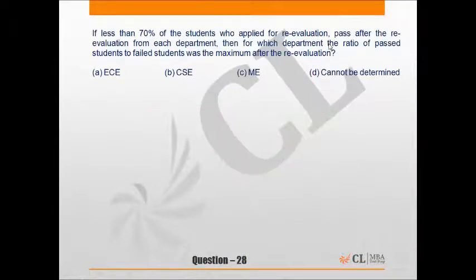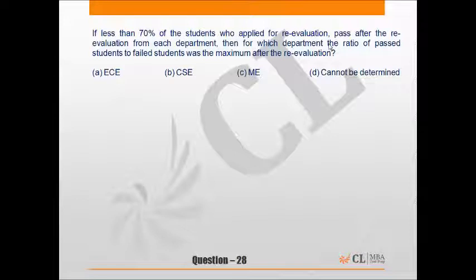Next, if less than 70% of the students who applied for re-evaluation pass after the re-evaluation from each department, then for which department was the ratio of passed students to failed students the maximum after the re-evaluation? Now understand this question. It is saying that of all the people who applied for re-evaluation, less than 70% of the students passed.